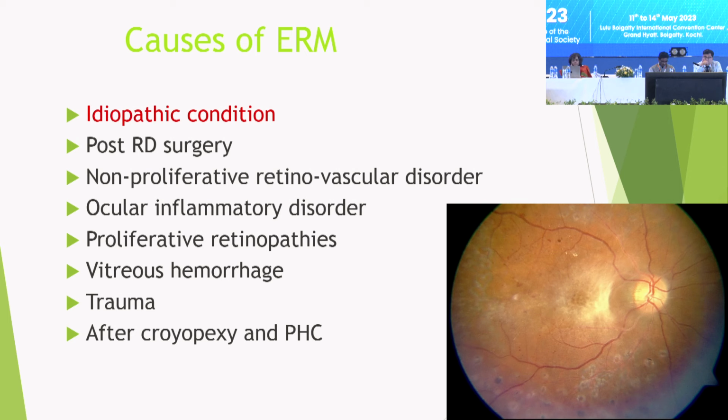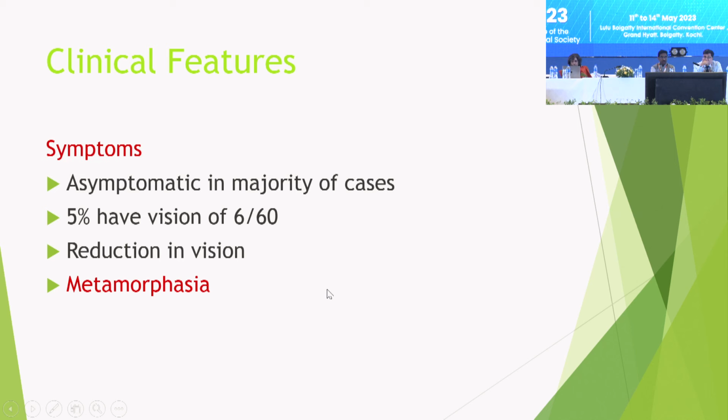It's an idiopathic condition, can occur after RD surgery, non-proliferative retinovascular disorders, inflammatory disease, trauma, and after cryopexy and photocoagulation. It usually presents as asymptomatic in the majority of cases. 5% of the patients will have vision less than 6/60. There is reduced vision and metamorphopsia.